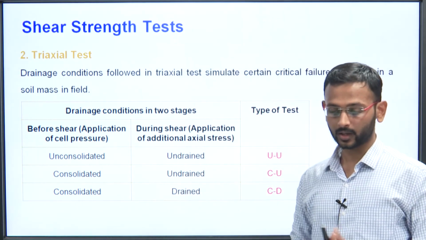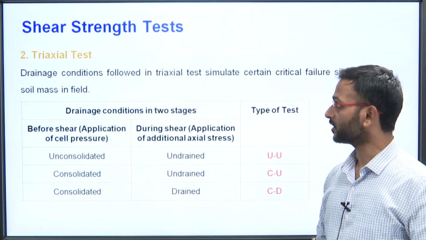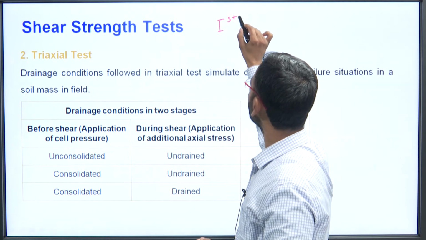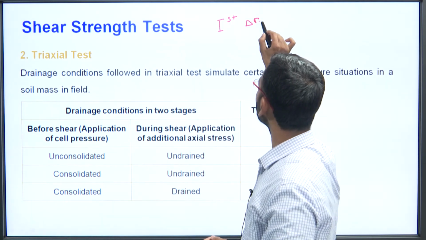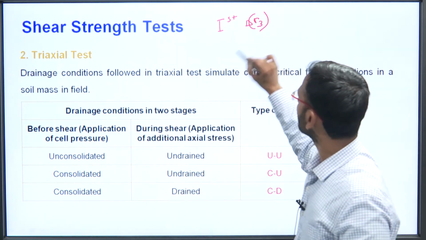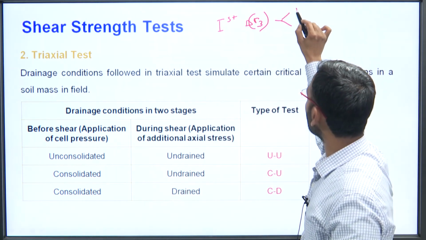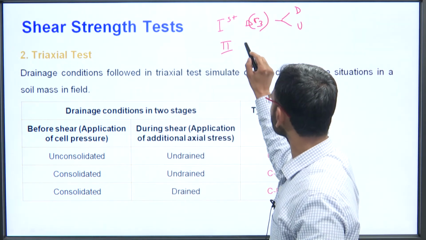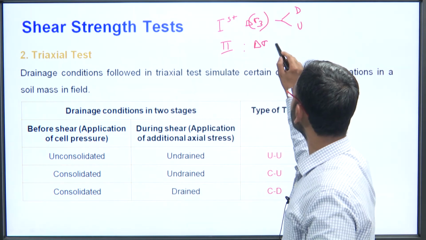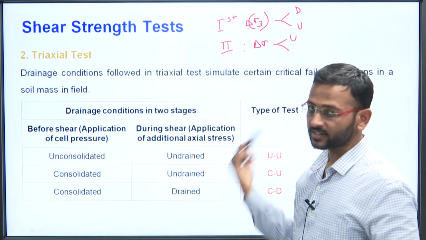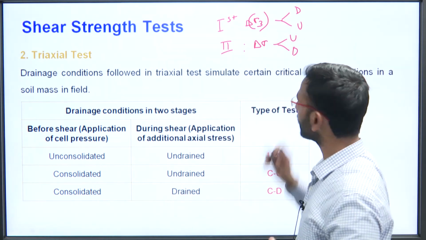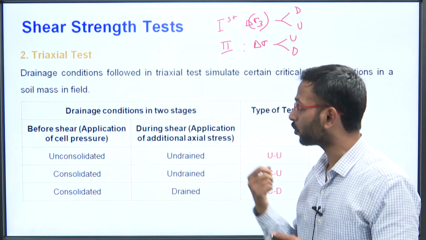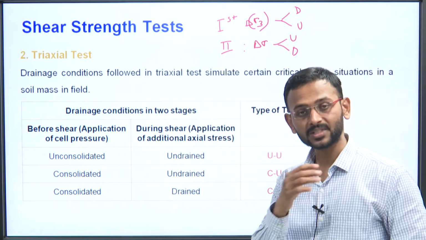Now how are we trying to manipulate the drainage conditions? In the very first stage, when you are applying sigma 3, what happens? The water can be allowed to pass, a drained condition, or water cannot be allowed to pass. In the second stage, you are applying delta sigma. In this case also you can allow the water to drain out or not, so it will be either undrained or drained; it depends. In this way you will have 4 conditions. Which of these 4 are important, we will talk about, because you can perform all the tests.